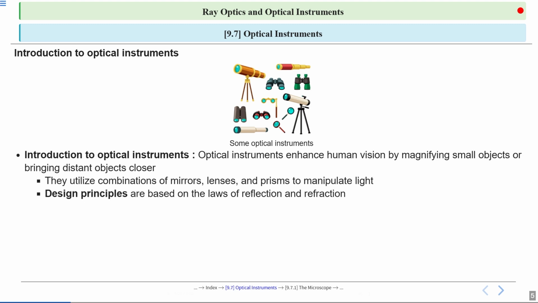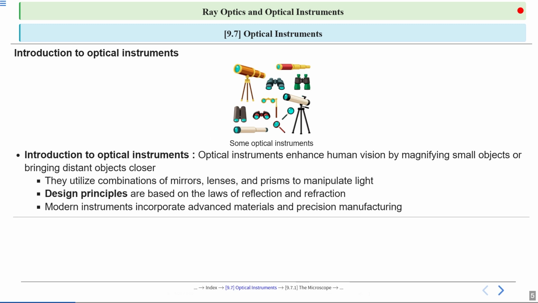Now, the design of optical instruments is grounded in the laws of reflection and refraction. Those fundamental principles dictate how light behaves when it encounters different surfaces, which is essential for the effective functioning of these instruments.